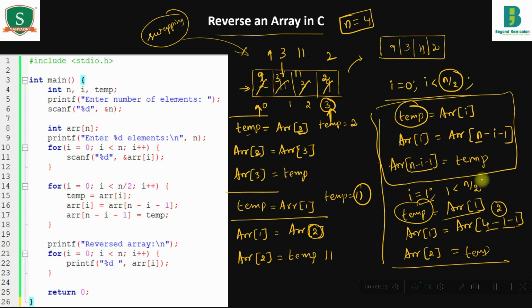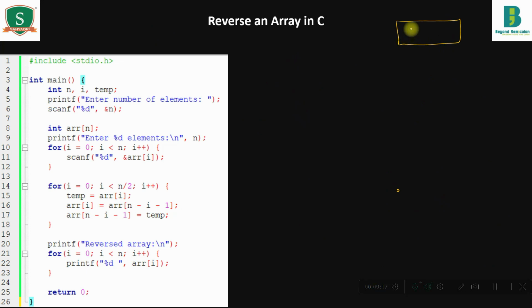Now the secret behind why n by 2. You look at the array, how many elements are there? 4 elements are there. So when we are having 4 elements like 1, 2, 3 and 4, to reverse, if I come till the middle of the array, that is enough. I don't need to go till the end, right? So at first I will swap the values 4 and 1. Here I swap the values 3 and 2.